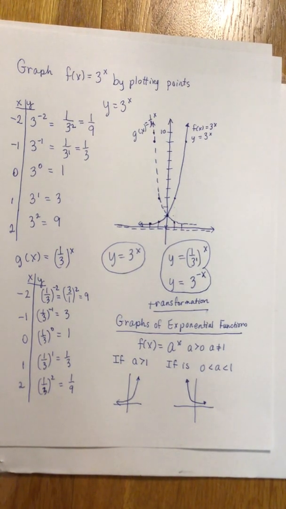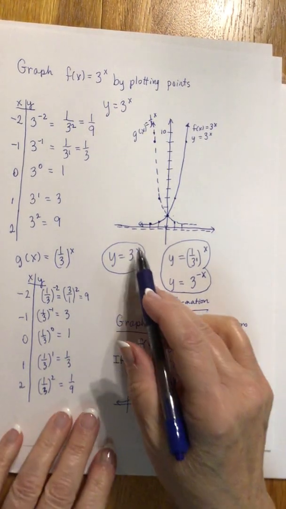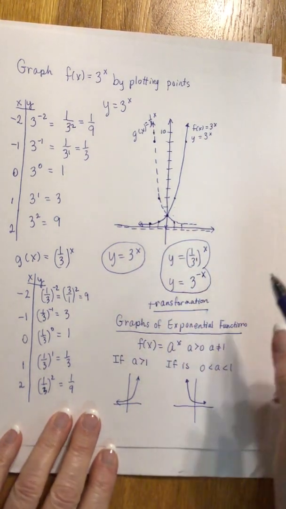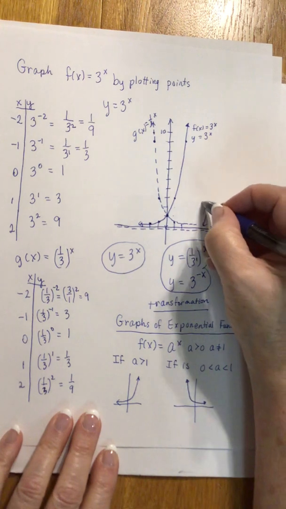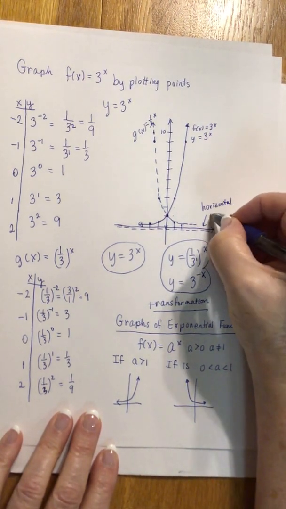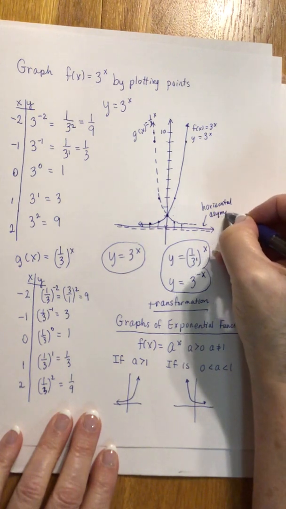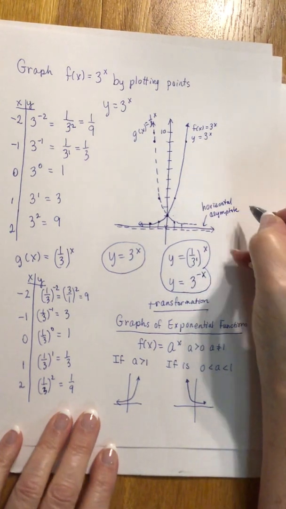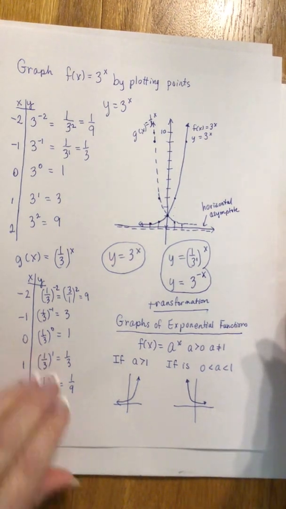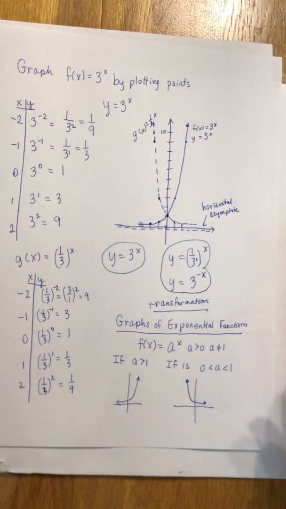Now, again, what did we talk about? This horizontal line here, the x-axis, is going to be our horizontal asymptote. Okay, give everybody a chance to catch up to that point.